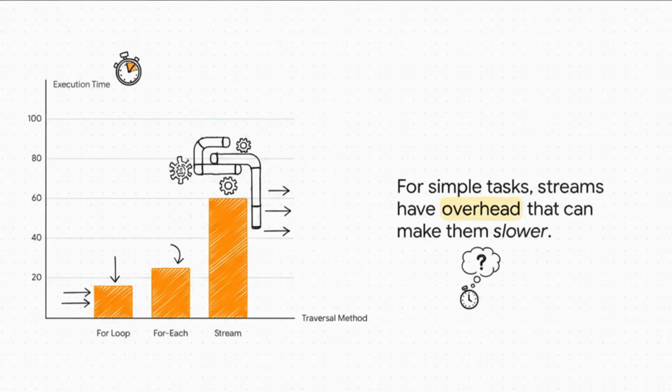For these simple jobs, the classic for loop is almost always the fastest. Why is that? Well, streams have what we call overhead. They have to do a bunch of setup work to create that pipeline. Now, for a really complex chain of operations, that setup pays off. But for a quick, simple traversal, that overhead actually makes them the slowest of the bunch.